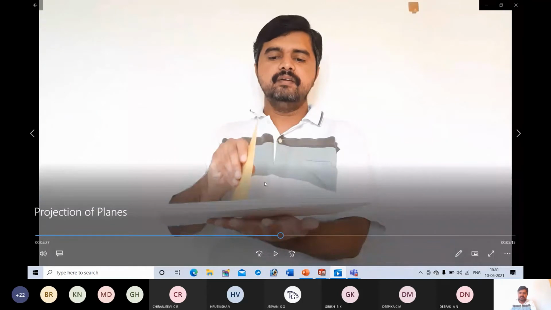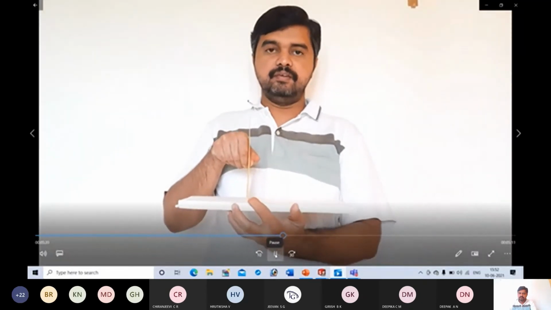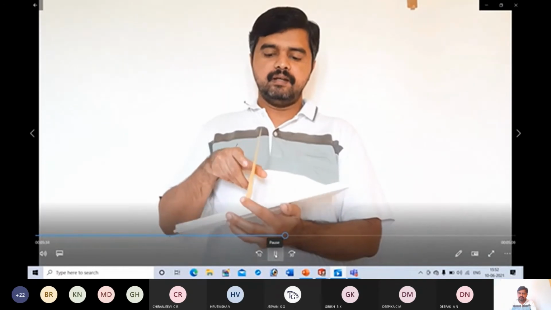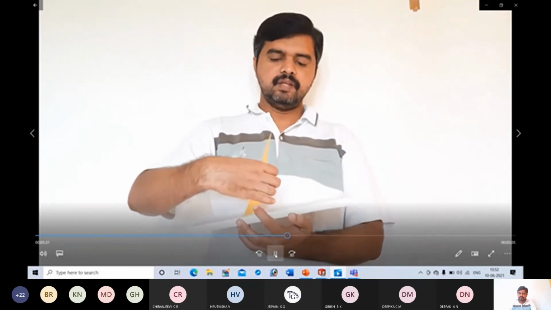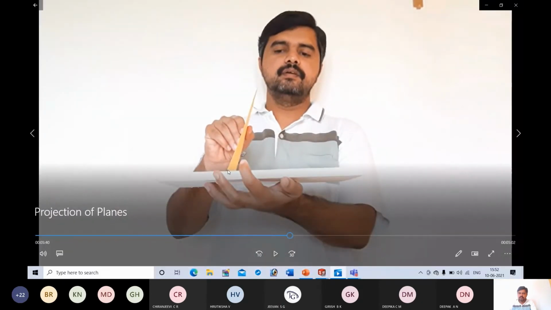Okay, now I am lifting the plane such that only one edge is on HP, and this lamina, this complete plane surface, is making an inclination with VP. Earlier it was parallel, now it is making some inclination with HP. Now you can see it is resting on only one of the edges. This is the resting edge and it is making an inclination of 60 degree with HP.